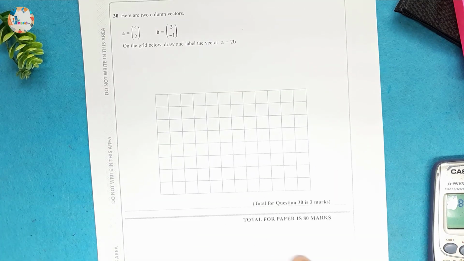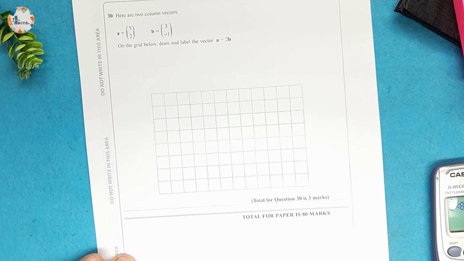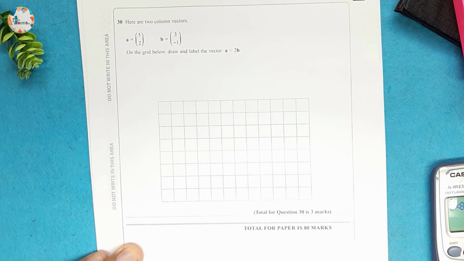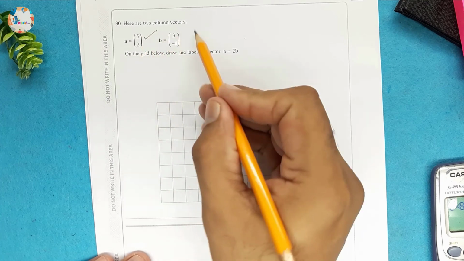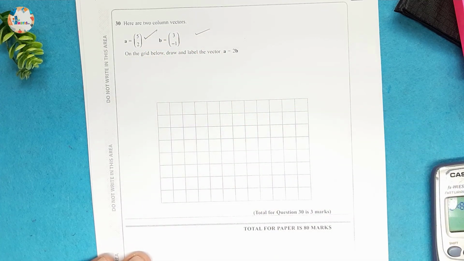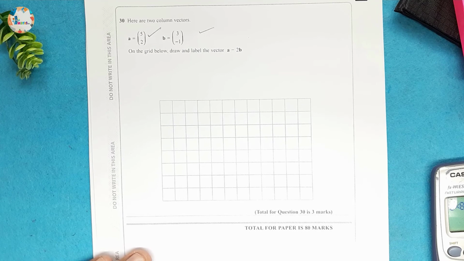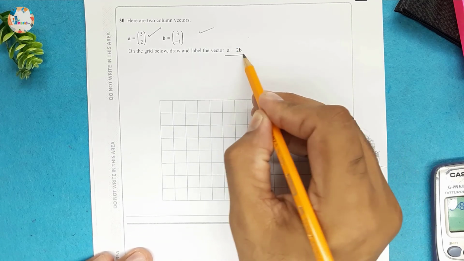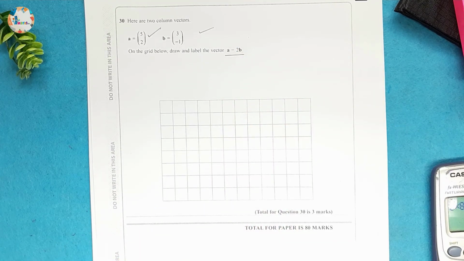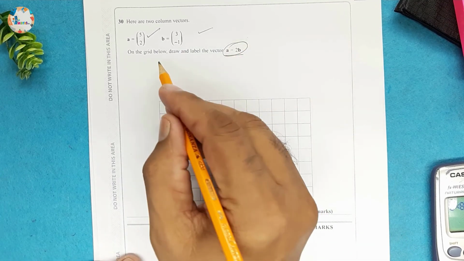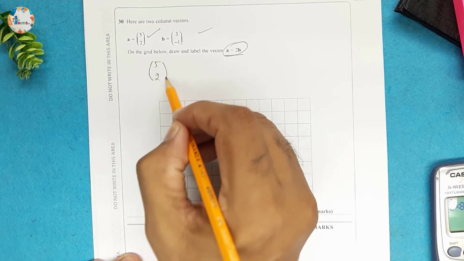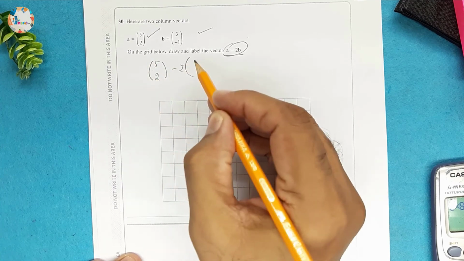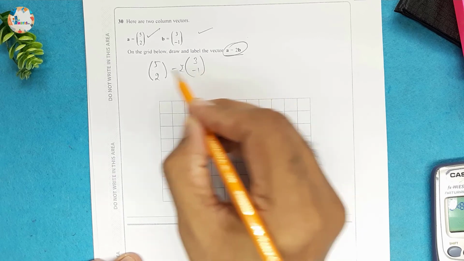Now question number 30. Here are two column vectors, A and B. On the grid below, draw and label the vector A minus 2B. A minus 2B we have to draw. First we can calculate this A minus 2B. So A is 5 and 2, and minus 2B is 3 and minus 1.